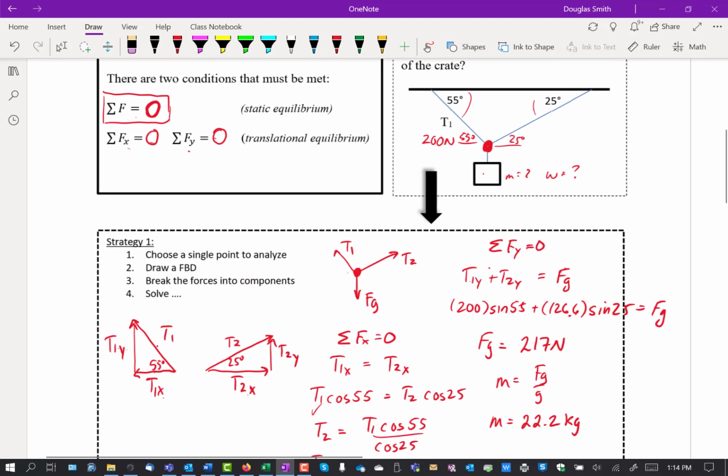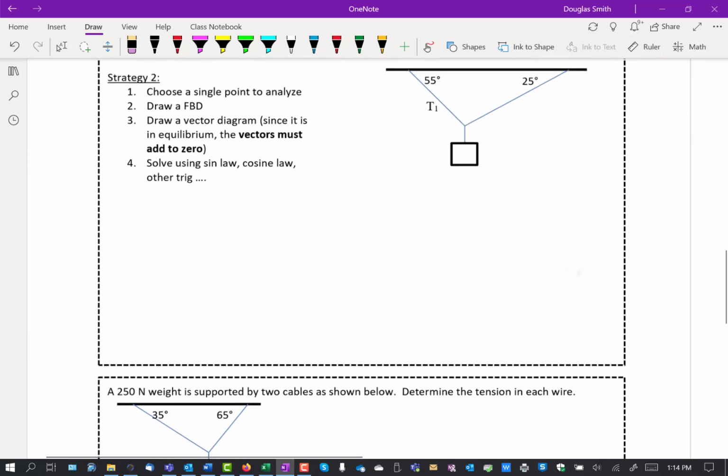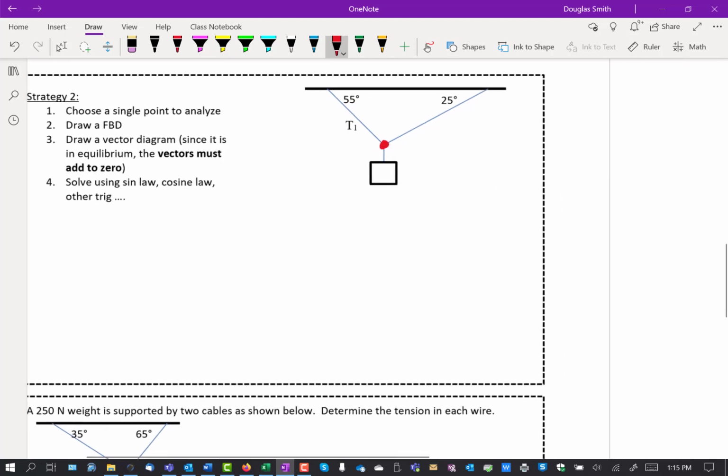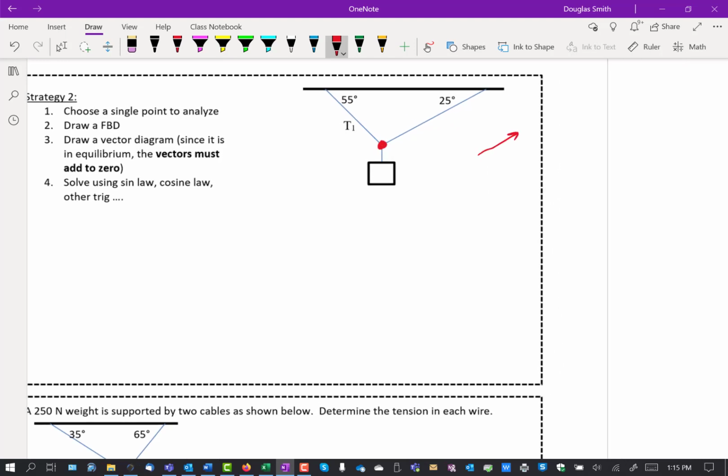Okay, let's take another look at this with a different strategy. So we're going to start off the same point. We're going to analyze one point on it. We're still going to draw a force diagram, but this time we're going to solve it by using a vector diagram. So the force diagram is the same. T2, FG, T1.